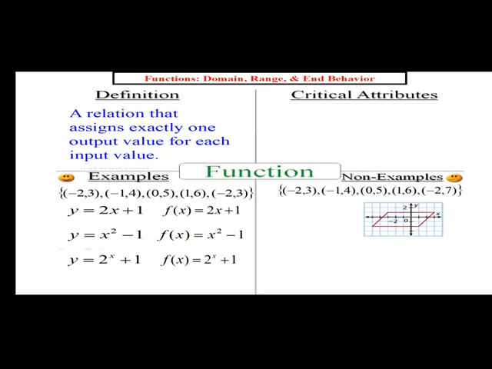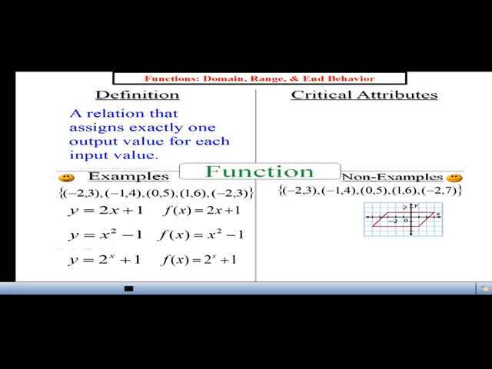All right, so look up really quick. So I gave you some non-examples, and what did I say whenever you had a relation like this to check to see if it was a function? What do we do first? Check to see if there's any x values that repeat. Are there any x values that repeat?